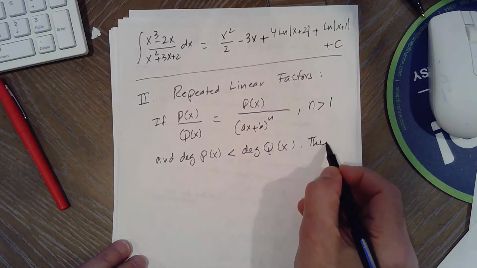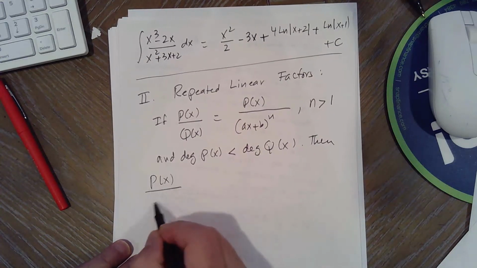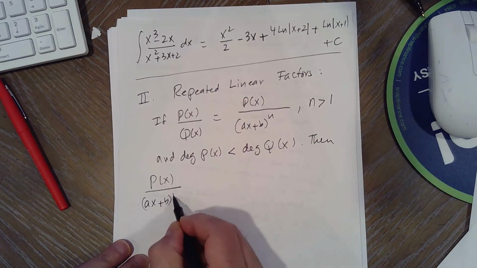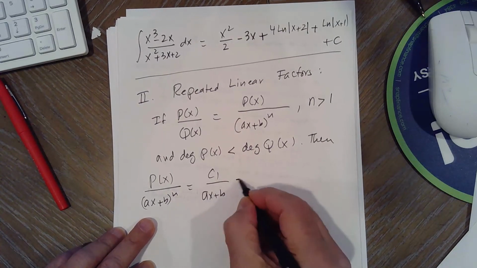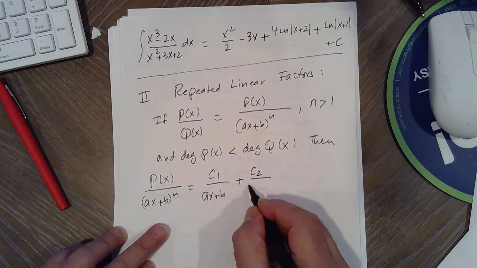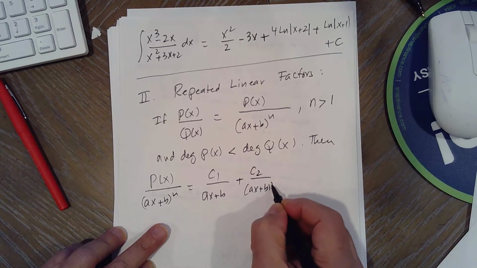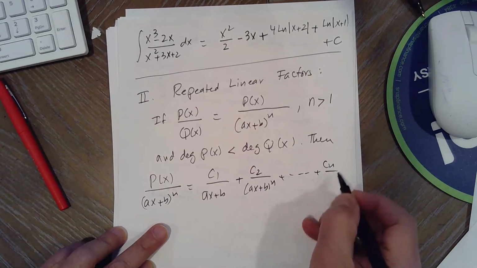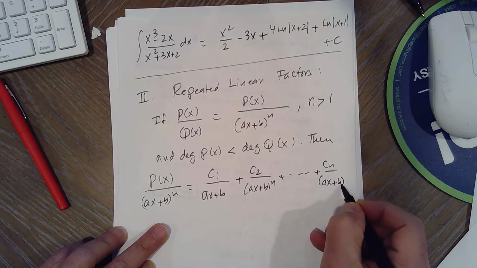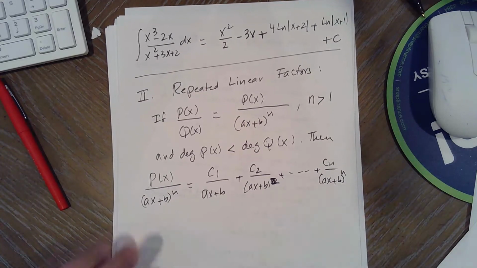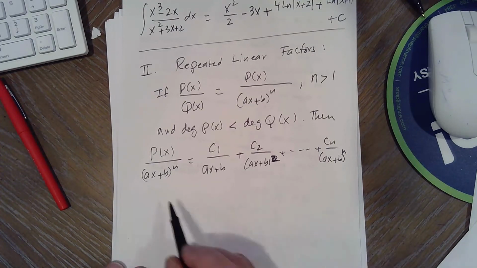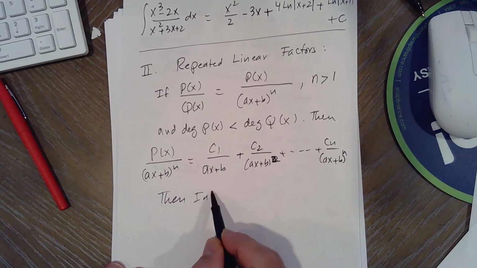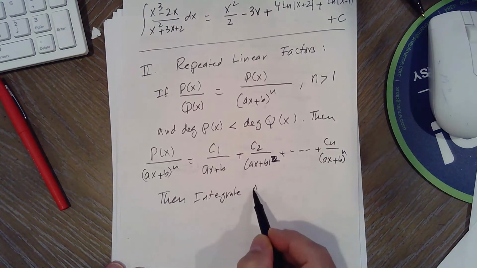So then we write p of x over (ax plus b) to the n. We write c1 over (ax plus b), so we want to put a constant for every possible power. So first power, second power, and then the nth power. Okay, so we have to put a constant on top of each possible power from 1 to n, and then integrate accordingly.